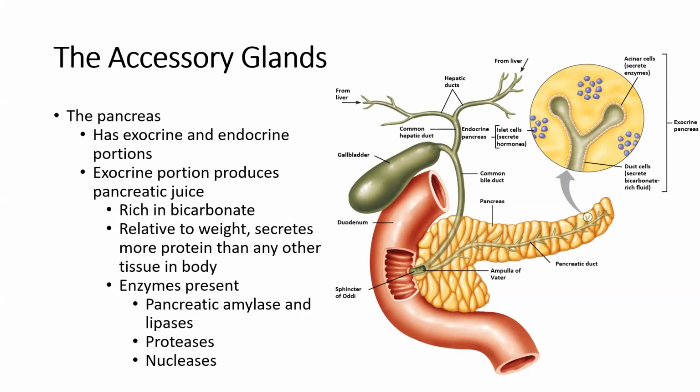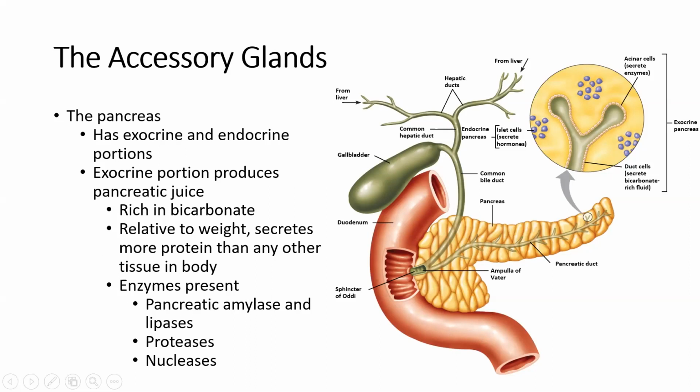So the exocrine part of the pancreas uses ducts for its secretion, and those secretions are pretty much bicarbonate, which is helping to neutralize the acidity of the chyme that's coming in from the stomach. There's also other substances such as amylase, breaking down starch further, lipases, which are breaking down fats, proteases, breaking down proteins, nucleases, breaking down nucleic acids.